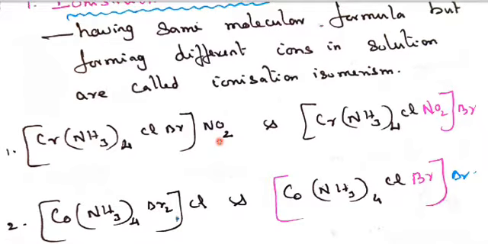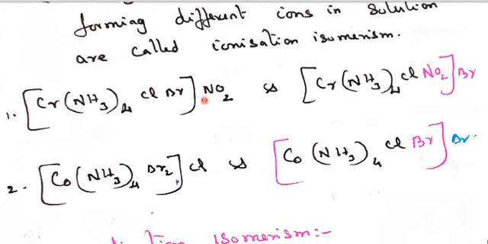Only when you test this, the Br with silver nitrate test will answer with a silver bromide precipitate. The brown ring test, a nitrate test, would also answer. So this is the test to find out the number of counter ions. Counter ions that are outside are ionizable, and those inside the square brackets are non-ionizable.